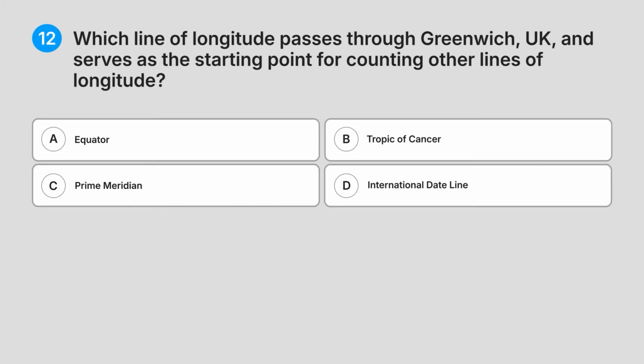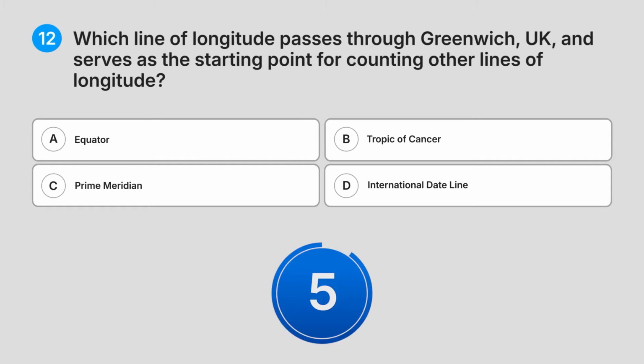12. Which line of longitude passes through Greenwich, UK, and serves as the starting point for counting other lines of longitude? A. Equator. B. Tropic of Cancer. C. Prime meridian. D. International dateline. Do you know the answer?